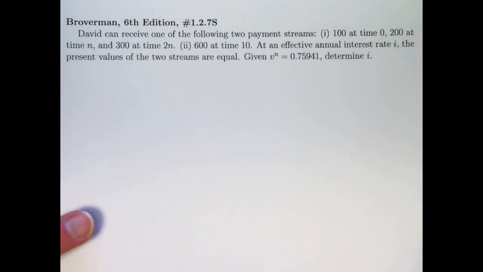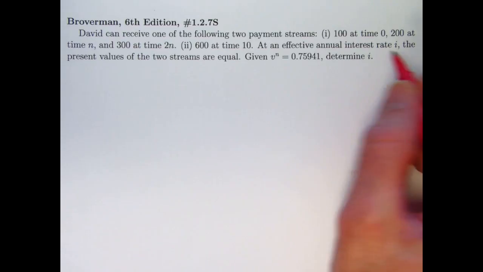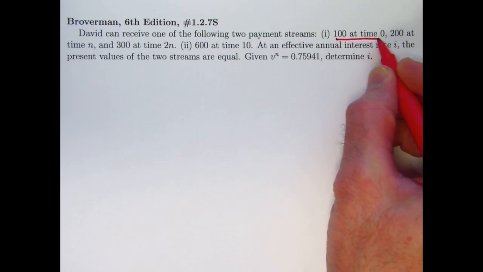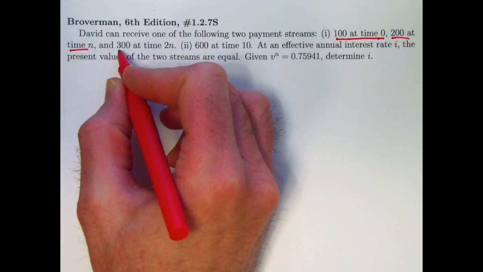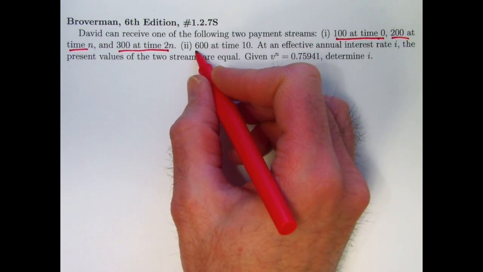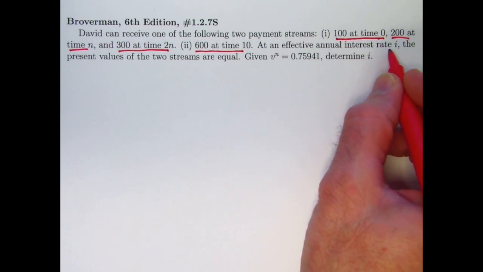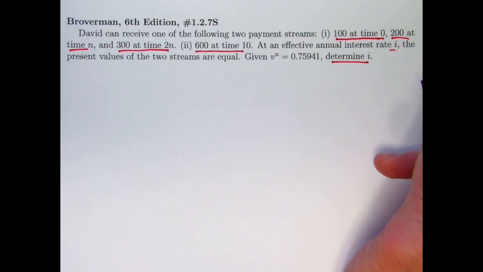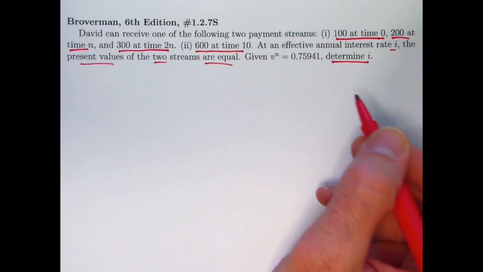Here's the problem. David can receive one of two payment streams. The first one gives him 100 at time 0, right now, the present, 200 at time n, and 300 at time 2n. The second one just has one payment of 600 at time 10. At an effective annual interest rate I, which is the thing we want to find, the present values of the two streams are equal.